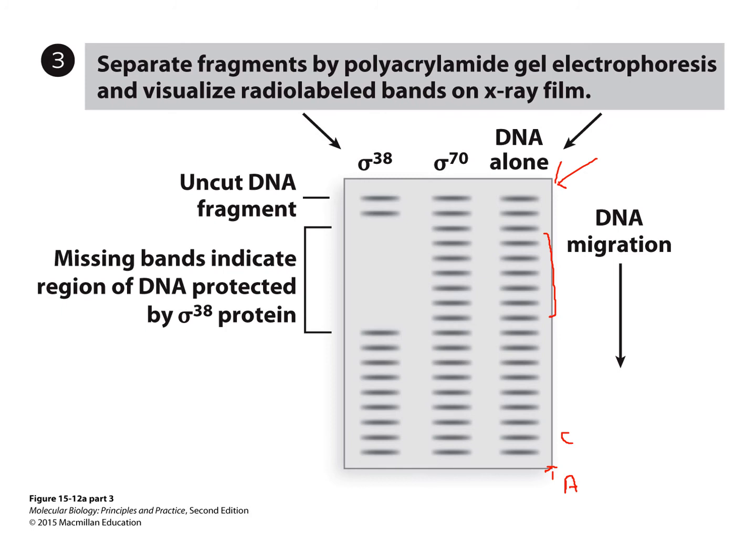And there are more advanced versions of this technique where you actually do this in sequencing-like reactions as well. Then these two columns here show what happens if you bind sigma factor 38 in the location where it binds. When the protein was bound, it blocked cutting by DNase. But that's a sequence-specific phenomenon. So if you put in a different sigma factor, there's no protection in that region.